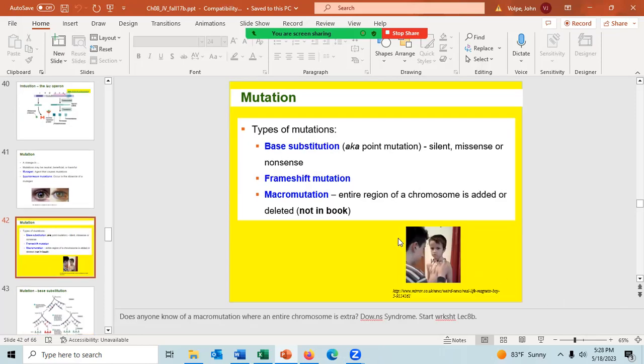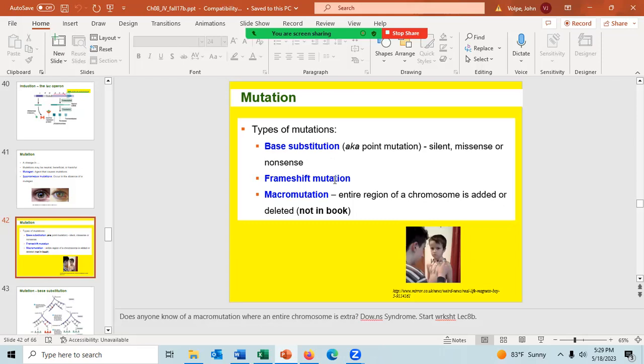There are different types of mutations. A base substitution, also called a point mutation, is where one base is inserted that is incorrect, meaning you're putting in one nucleotide base incorrectly. This can be a silent mutation, a missense mutation, and a nonsense mutation, and we'll talk a little bit about those in the next slide. Anyways, the base mutation is where only one base is changed.